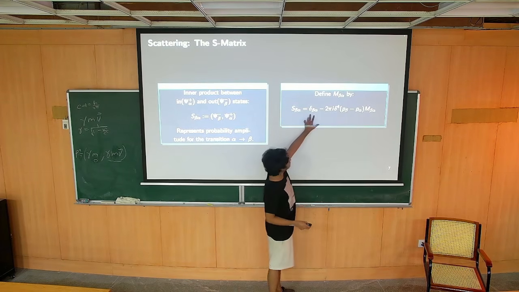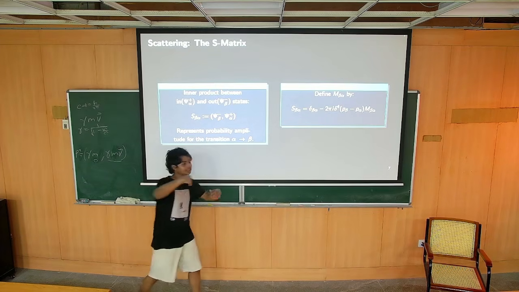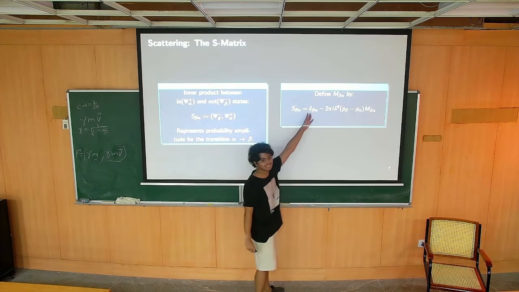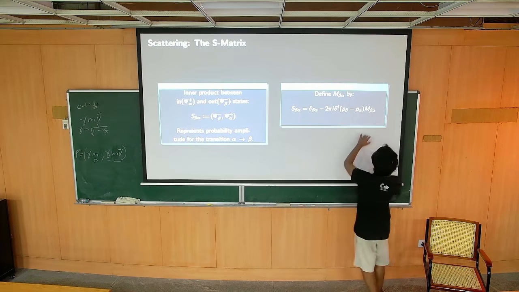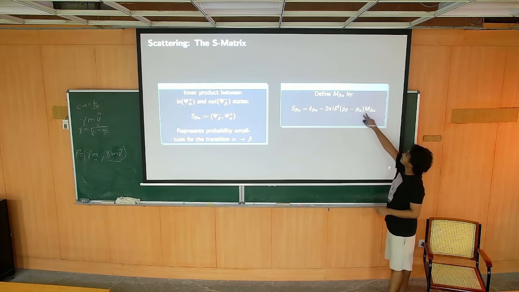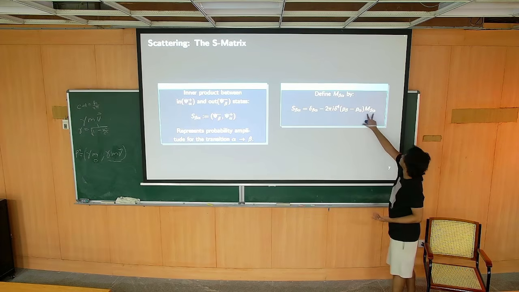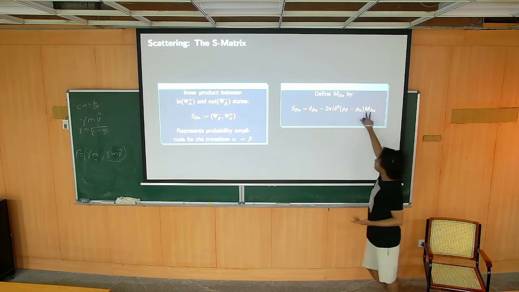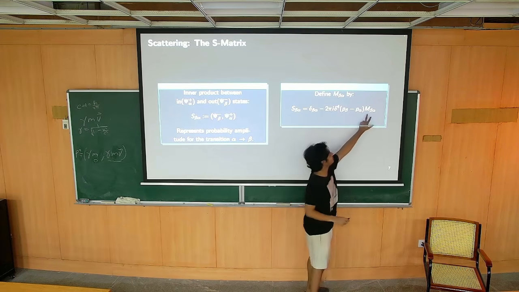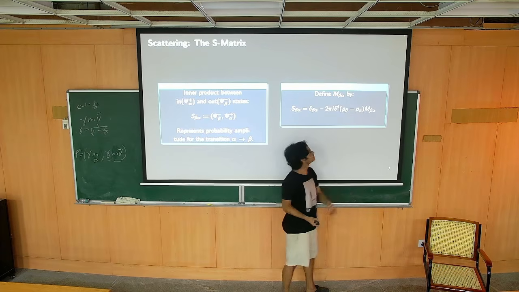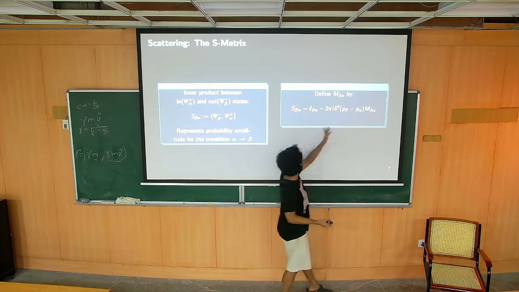because this corresponds to the states coming in and going out without doing anything. So we are not interested in that part. We separate out the other part, which is the M, which we call the invariant amplitude. In this slide you are not going to see it, but whenever you are doing particle physics, you usually encounter this more than the S matrix.